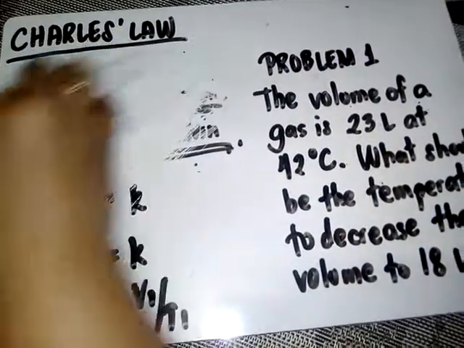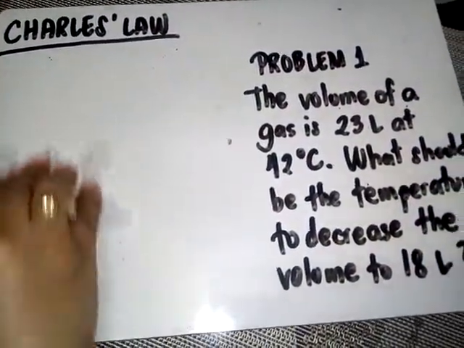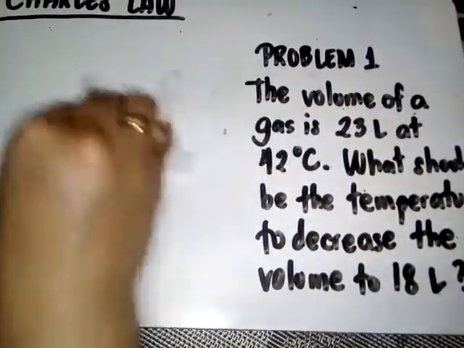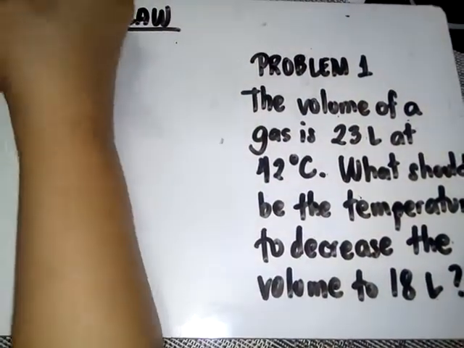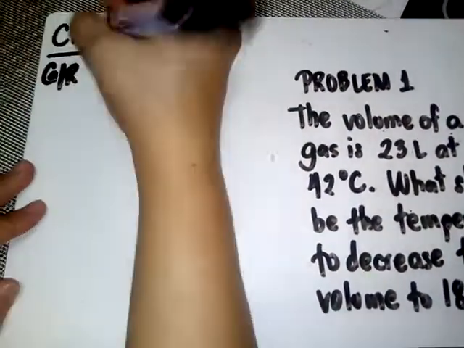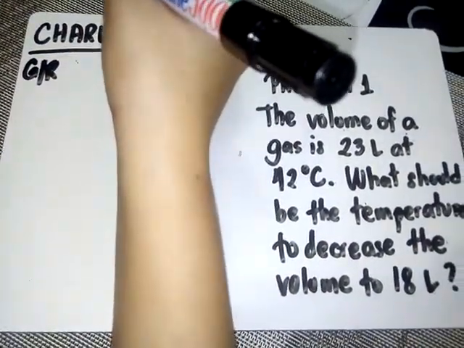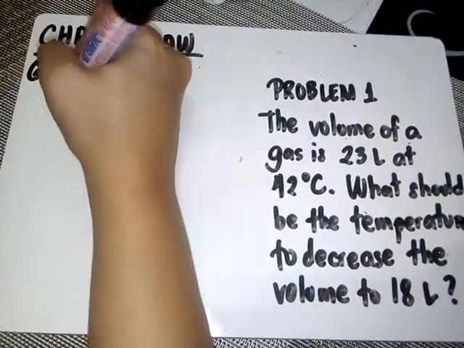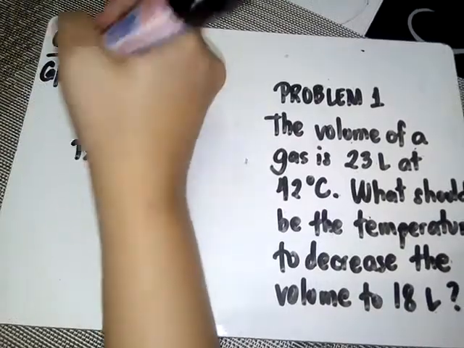So for our first problem, the volume of a gas is 23 liters at 42 degrees Celsius. What should be the temperature to decrease the volume to 18 liters? So our given and required will be, since this is Charles' law, we have constant pressure. So the variables involved are V1, T1, V2, T2.